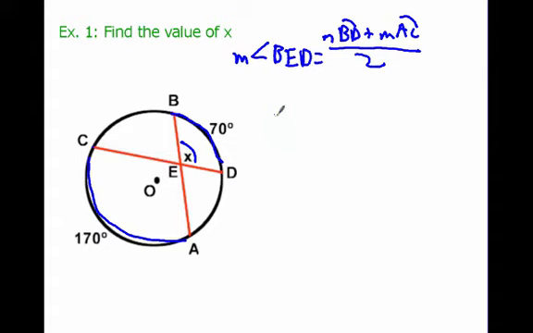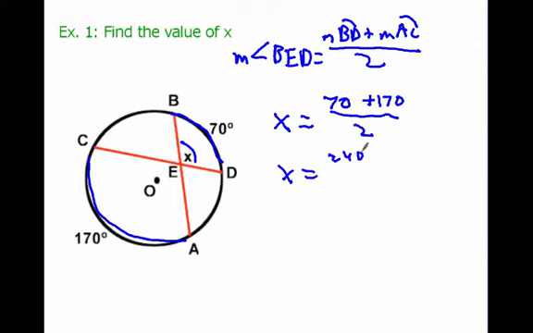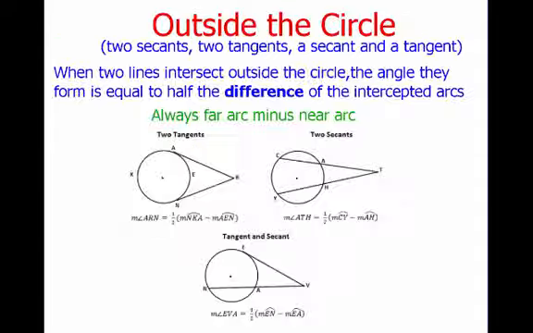The measure of angle BED is x. That's what we're solving for. The measure of arc BD is 70. The measure of arc AC is 170. And we're going to divide that by 2. So if we work this out, we get x equals (70 + 170) / 2, which is 240 / 2, equals 120 degrees. So that is our answer. x is 120 degrees. The angle is equal to half the sum of the arcs. Now, what happens if the lines intersect outside of the circle?